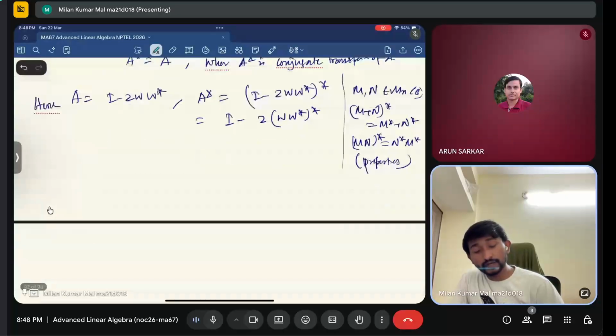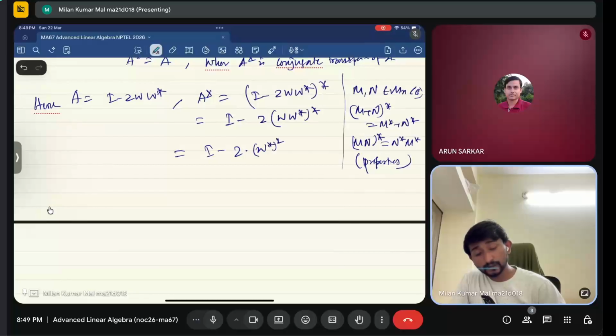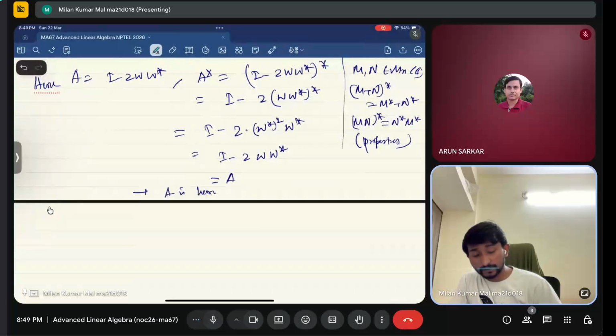So basically it will be minus 2 times W star, which is W star star, and W star. That is equal to I minus 2 W W star. So that is equal to A. So A is Hermitian. So the first option is correct.